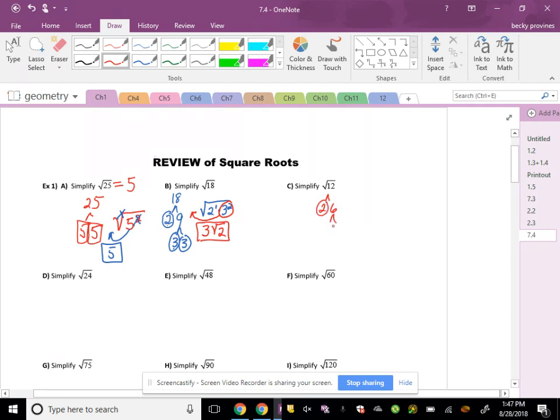And 2 is prime. Let's keep going. 6 is 2 and 3. So it's very similar to the previous question. But this time we have 2 2's and only 1 3.